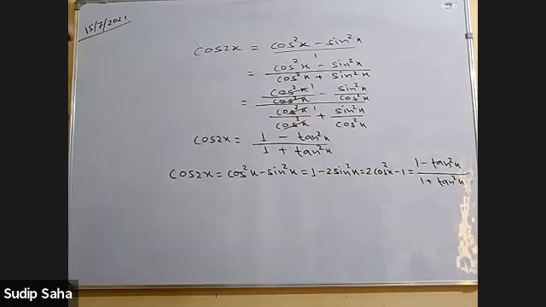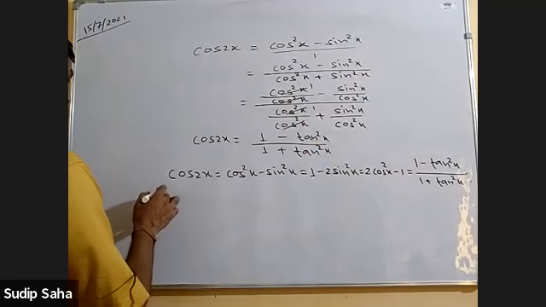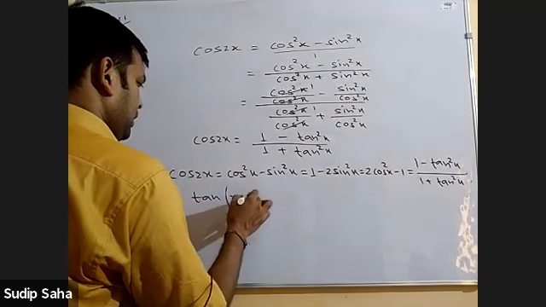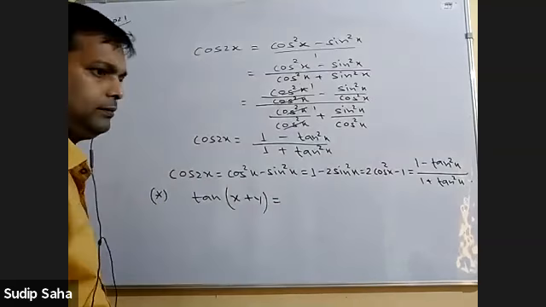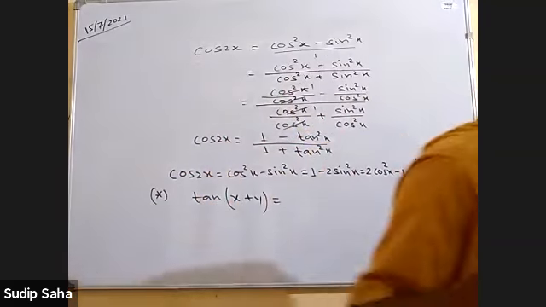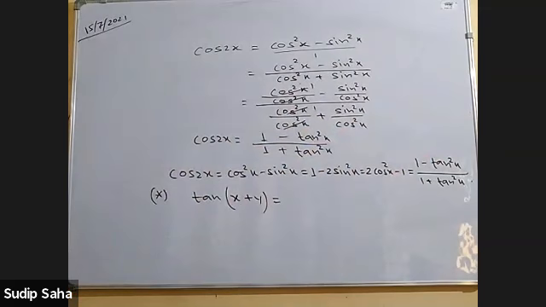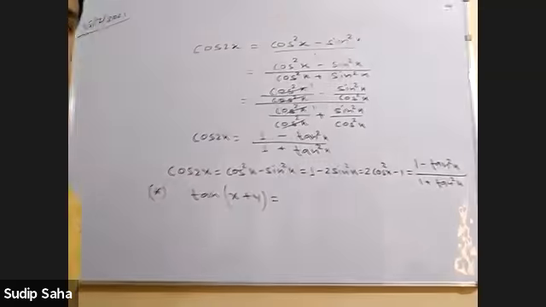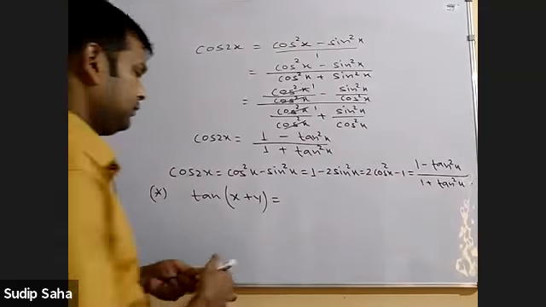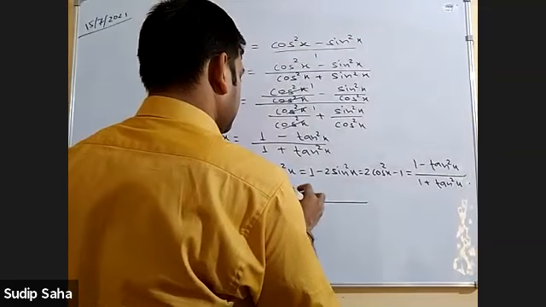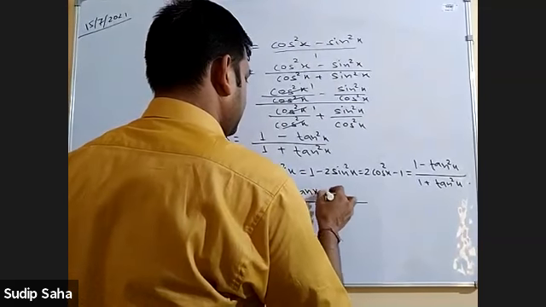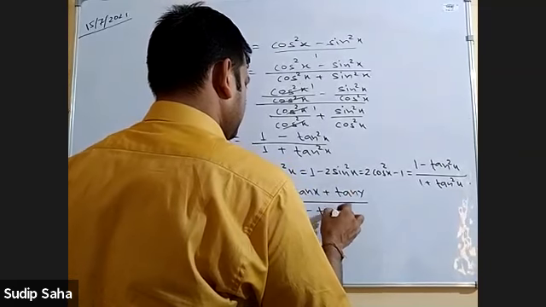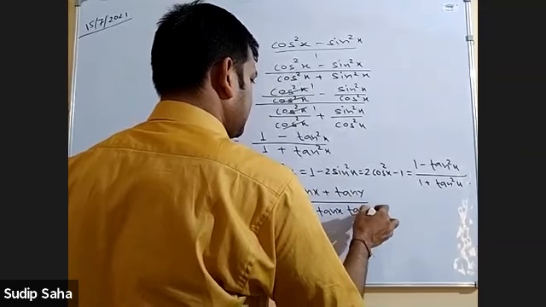Now come to tan 2x. For that, first of all, you recall tan x plus y. Anybody tell me what is tan x plus y? tan x plus tan y divided by 1 minus tan x into tan y. Good. tan x plus tan y, 1 minus tan x tan y.